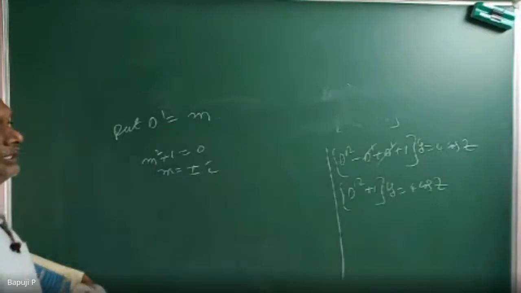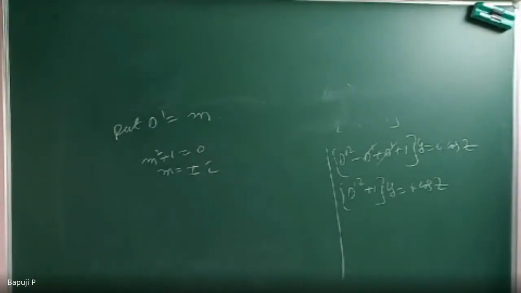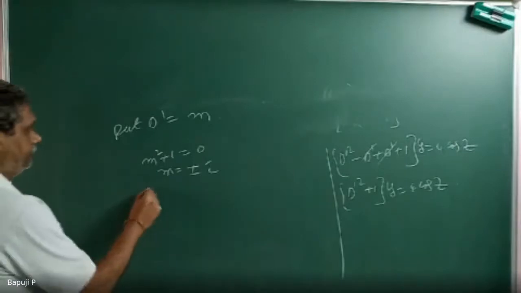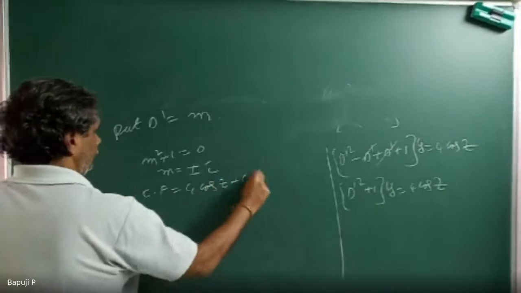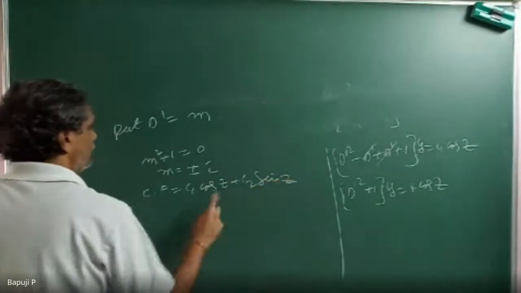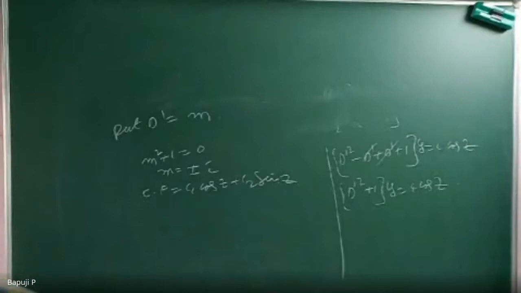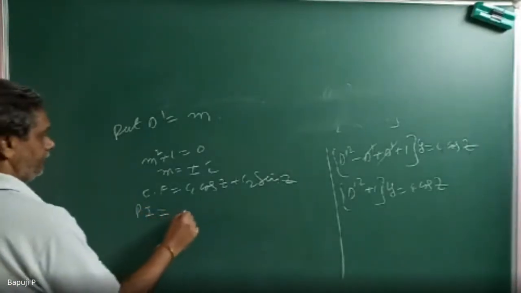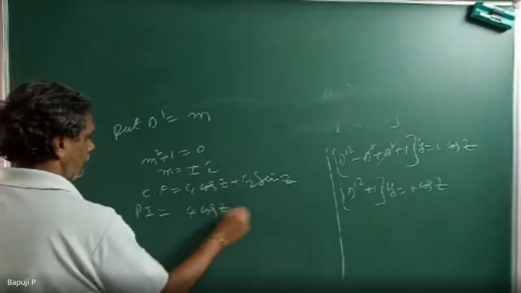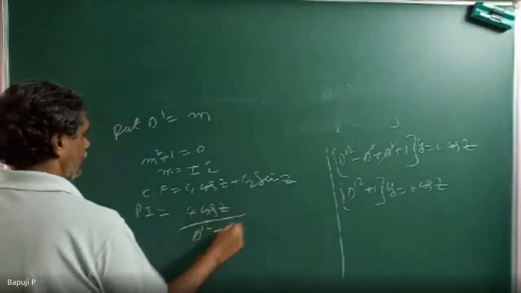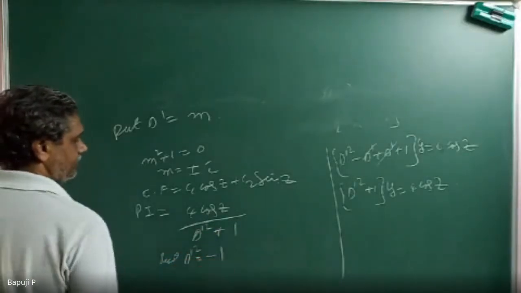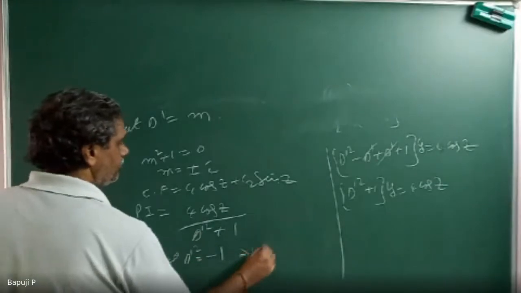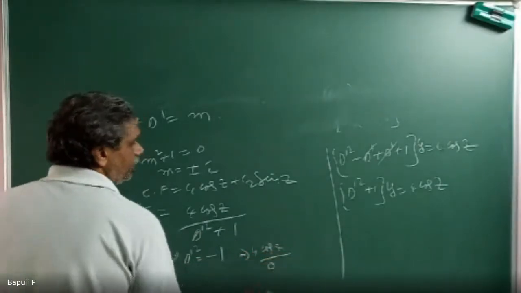M is equal to plus or minus i. So what is my CF? Very danger. Here also cos z is there, there also cos z. Guarantee denominator will be 0, case fails. So PI is equal to what? Put D dash whole square is equal to minus 1. But this implies 4 cos z by 0, not allowed.